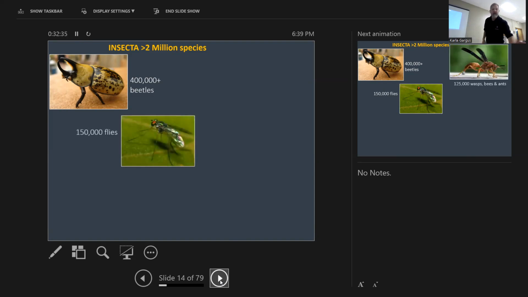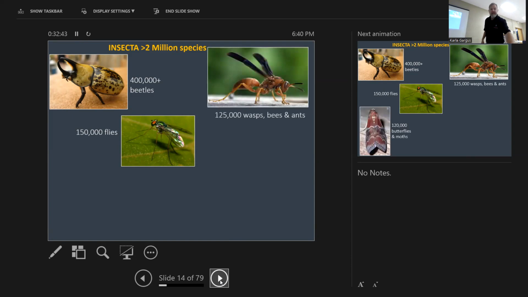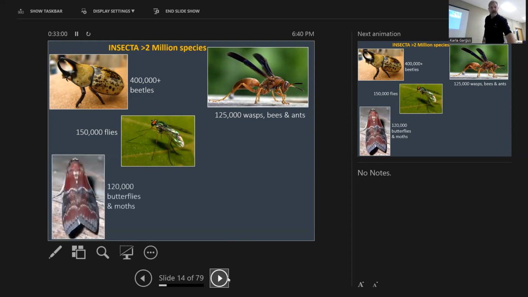We also have flies, over 150,000 species of different kinds of flies. It's hard to believe, but there's a whole lot of those. The ants and wasps and bees, 125,000 and counting as far as diversity. And they're actually finding even more because many of these are parasitic and they're finding different species that feed on different species of insects, things like that. Beneficial sometimes.